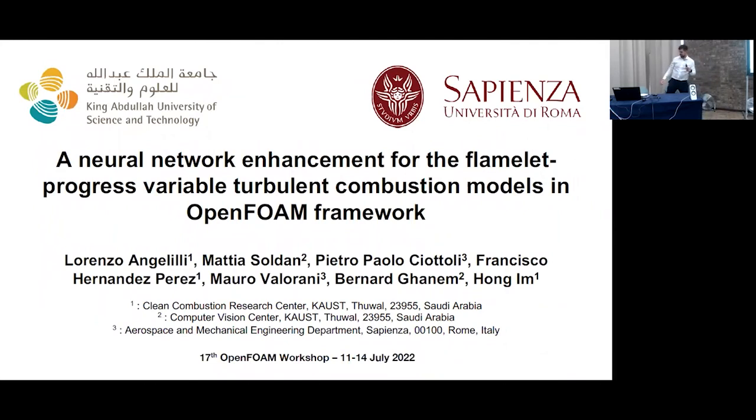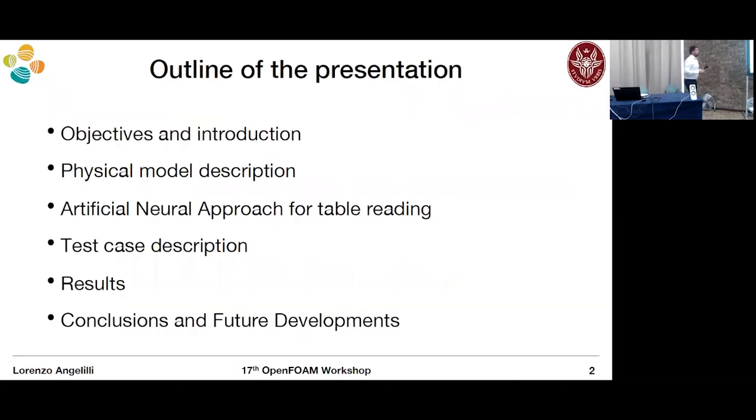First of all, I will introduce the physical problem. After that, the neural network contribution. Then I will describe the different test cases with which we did all the validation steps.